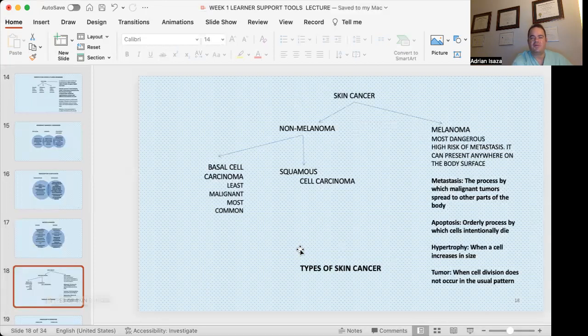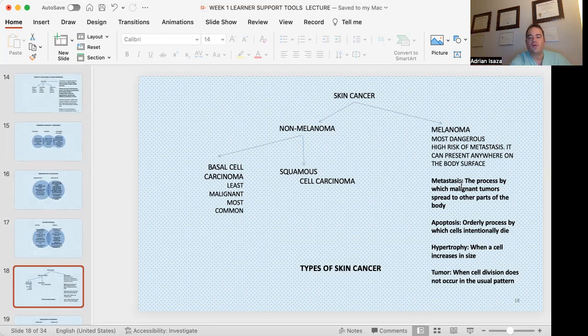There's a few questions about cancer, right? So know the definition of metastasis: the process by which malignant tumors spread to other parts of the body. Spreading is a key word. Meta is a prefix meaning beyond. Stasis means standing still. So it's moving beyond a focal point.